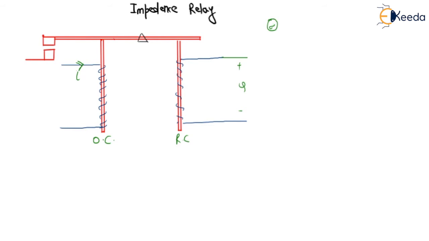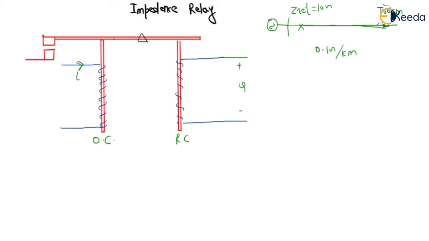Let us assume our relay which is having the Z set equal to 10 ohm. The line has impedance of 0.1 ohm per kilometer. So basically this Z set will be equal to, correspondingly in kilometer, 100 kilometer.